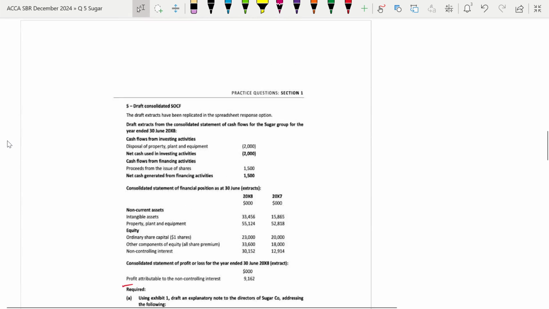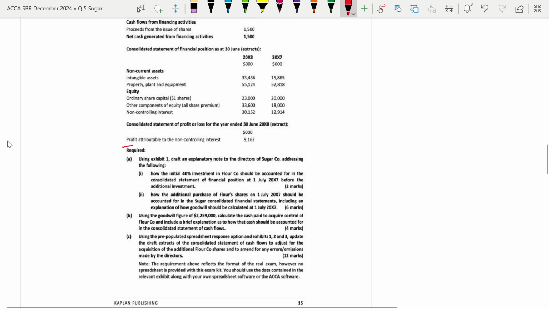It says very clearly: using Exhibit 1, draft an explanatory note to the directors of Sugar company addressing the following. How the initial 40% investment should be accounted in the consolidated statement of financial position for July 2007 before any additional, I mean stepwise acquisition. How the additional purchase of Floor shares should be accounted in the consolidation, including an explanation of how goodwill should be calculated by 1st July 2007, 6 marks.